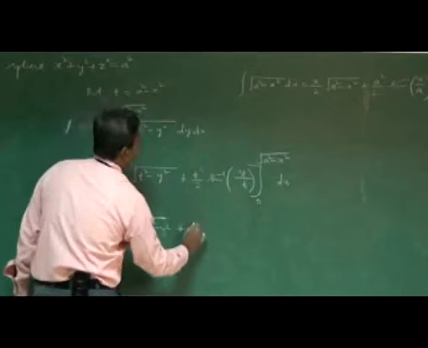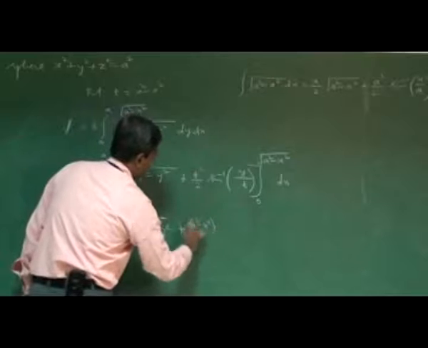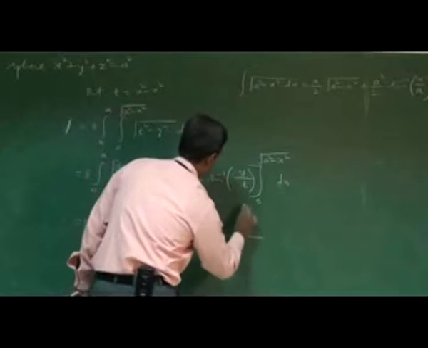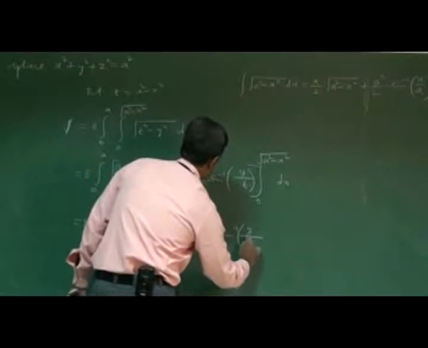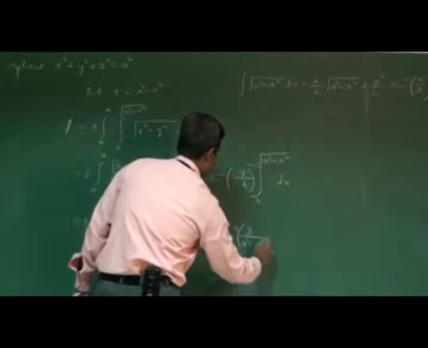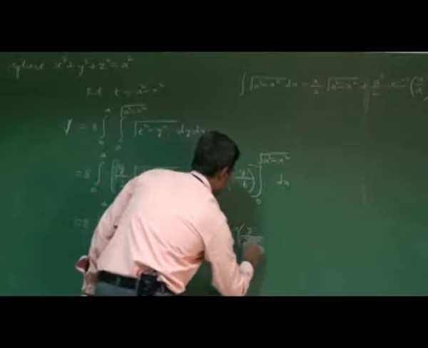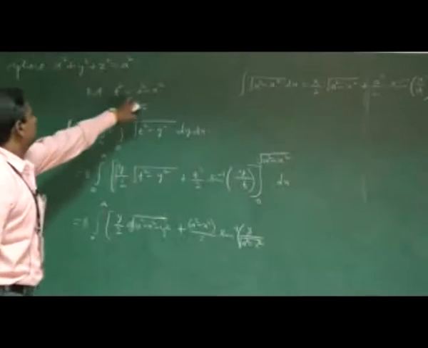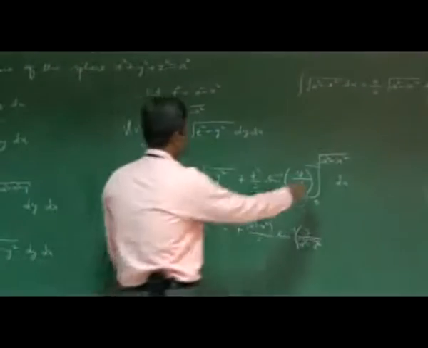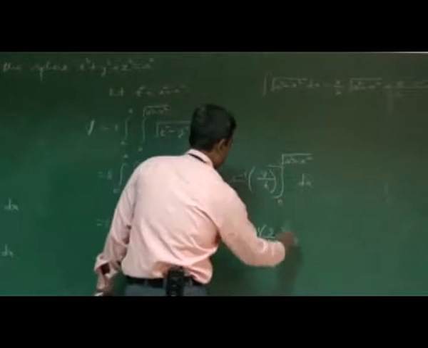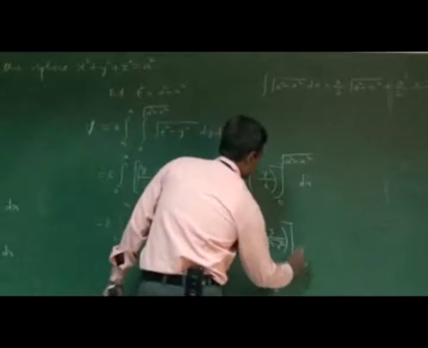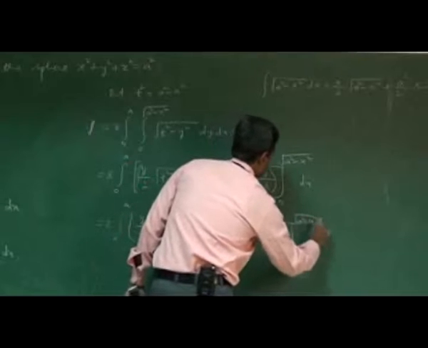T squared is nothing but a squared minus x squared, divided by 2 into sine inverse of y divided by t, where t is the square root of a squared minus x squared. That is, we take t squared as a squared minus x squared. So here also we take y divided by the square root of a squared minus x squared, with limits 0 to the square root of a squared minus x squared, dx.